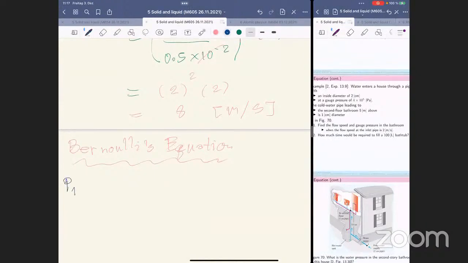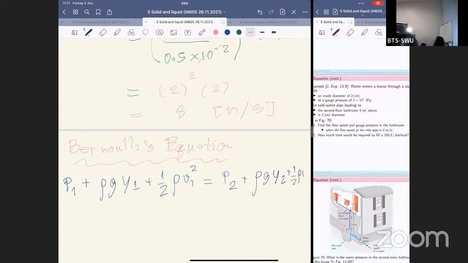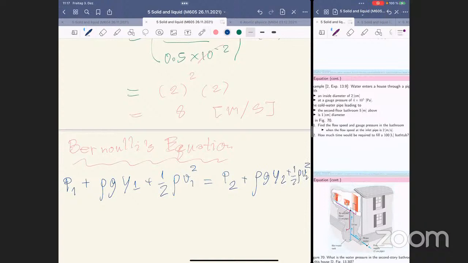Bernoulli's equation. We have P1 plus, it's the potential, rho g y1, plus 1 by 2 rho V1 squared, and equal P2 plus rho g y2, plus 1 by 2 rho V2 squared, right?